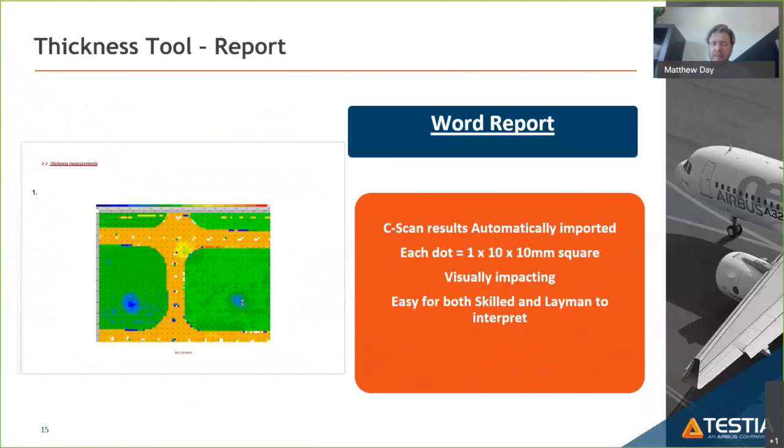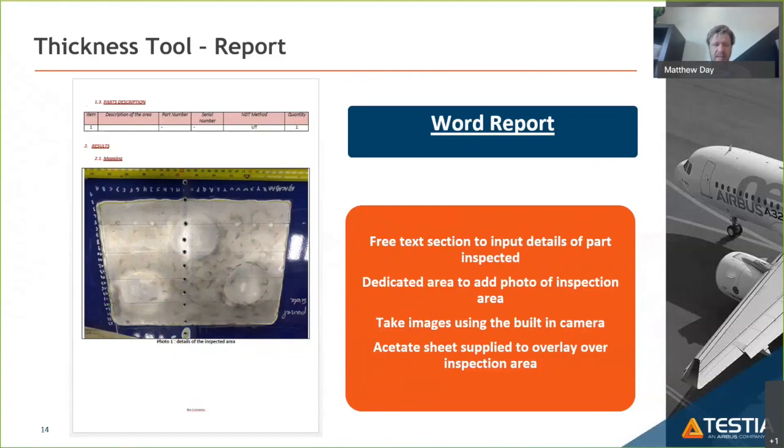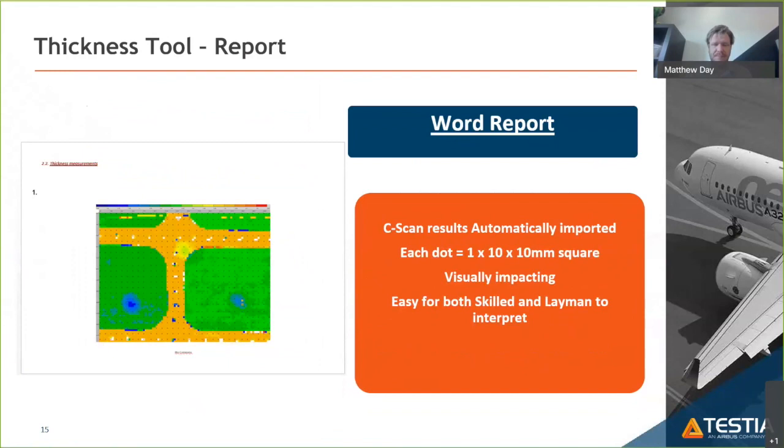We also get our C-scan results automatically imported. So each dot on the C-scan that you see on the image on the left-hand side represents the 10 by 10 millimeter squares. It's very visually impacting, and more importantly, it's easy for both the skilled and the layman to interpret. You can see very clearly that we have 3 areas of interest on the scanned area that we have. And that, coupled with our photograph here, gives a nice visual representation of where these defects are.